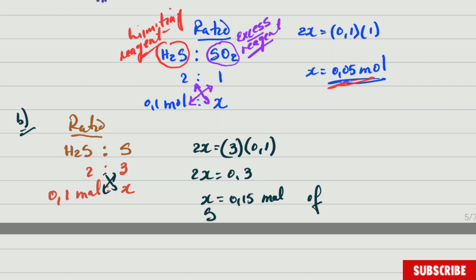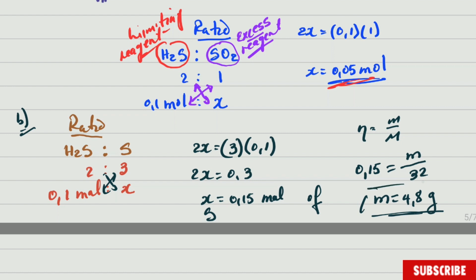So now with this mole of sulfur, we are going to calculate the mass of sulfur, which is the question. What formula are we going to use? Number of mole is equal to mass divided by molar mass. The number of mole is 0.15. The mass, that is what we are looking for. And the molar mass of sulfur in the periodic table, I have it in front, it's 32. There we go. So the mass, guys, is going to be 4.8 grams. That is the end of that story.